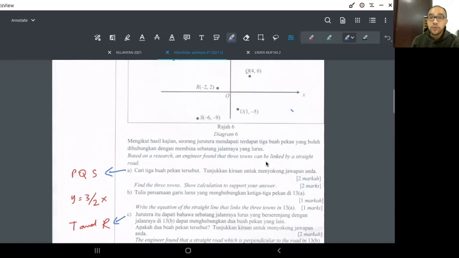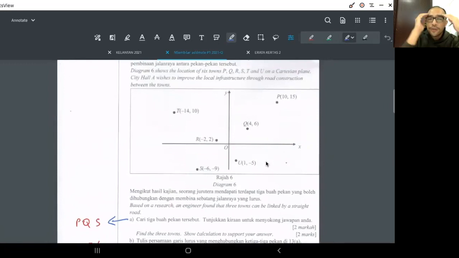The best way to do this is by experimentation, but unfortunately it's only 2 marks. So you have to look at this very logically. There's only two ways to make the straight line. It's either P, Q, and S or T, R, and U. It's either that or that.